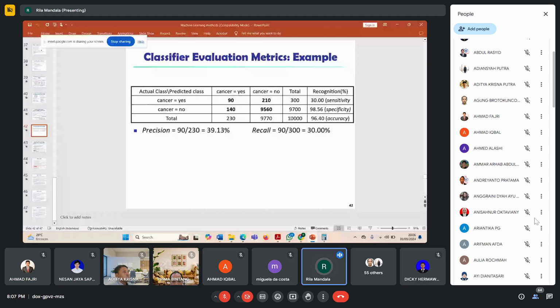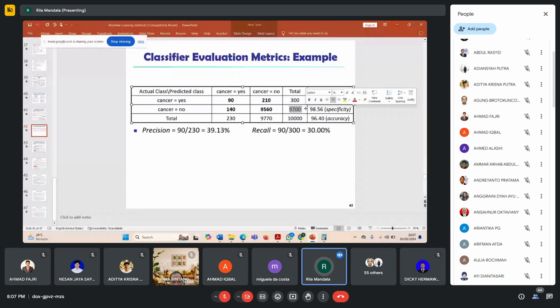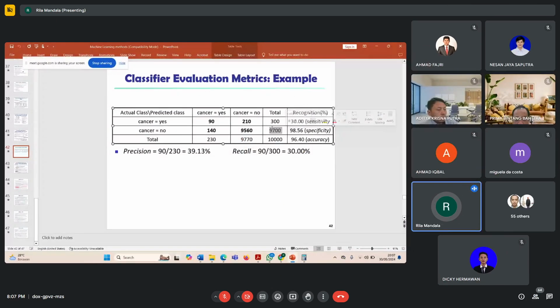Among the 10,000 data, only 300 belong to the class cancer, and 9,700 data belong to not cancer. This is imbalance. This is not a good data training. You have to make it balance.